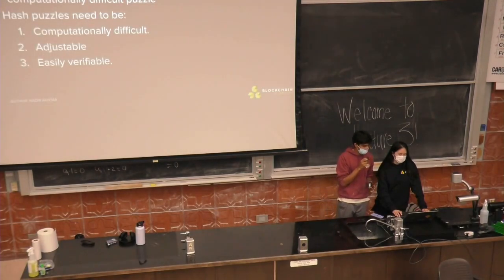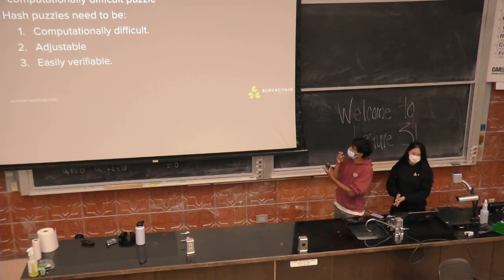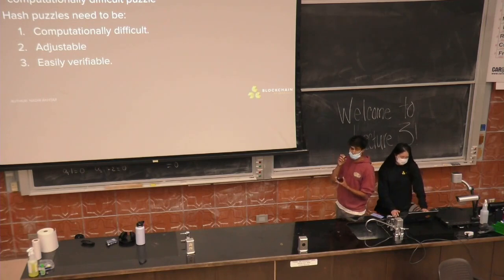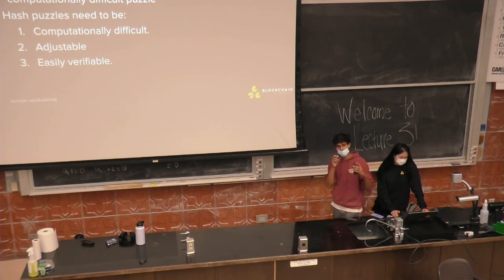Bitcoin's proof of work consensus requires you to solve this hash puzzle. The requirements of this hash puzzle are that it's computationally difficult, adjustable, and easily verifiable. We've seen number 3 by the Merkle proof of inclusion: you only need log n nodes instead of n nodes. We know it's adjustable because we can make the difficulty lower. We can just make them get the block headers that they hash to be below a lower number.